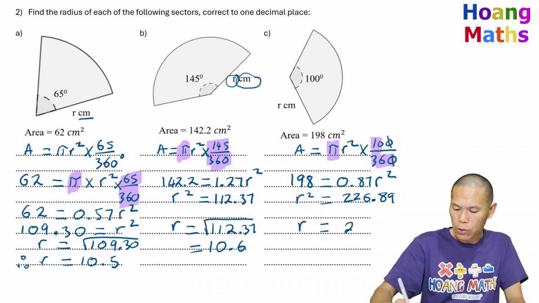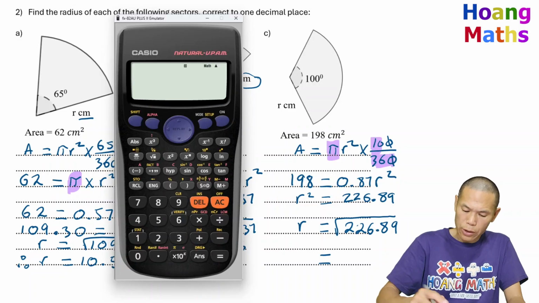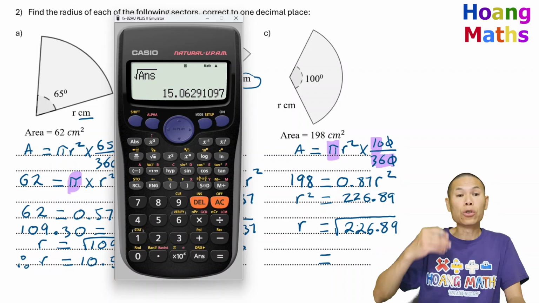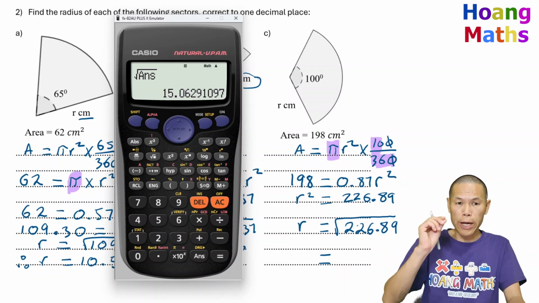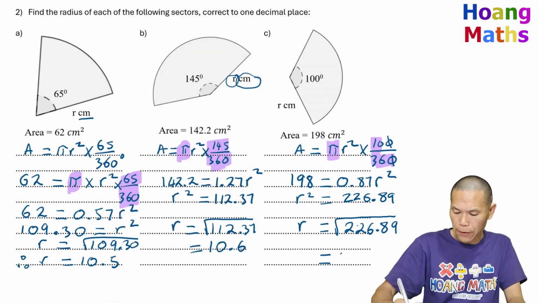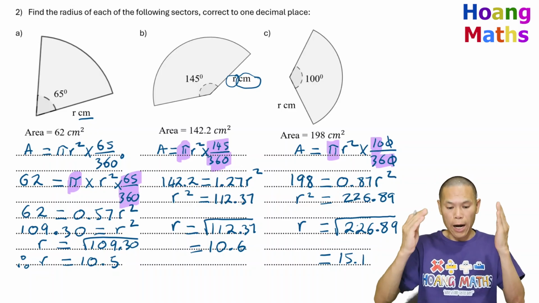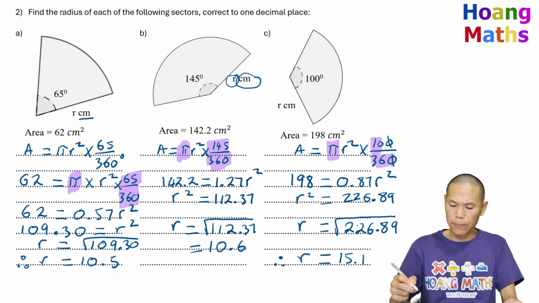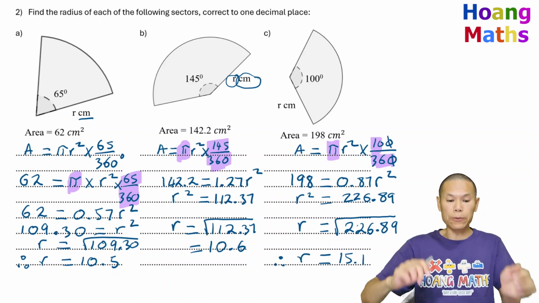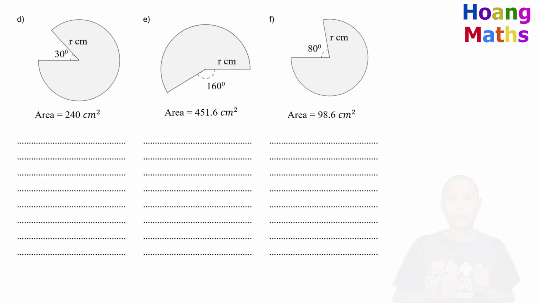So let me just write this down, 226.89 with square root of this. That will give me, so I just go square root the answer. So there you go, 15.06. So it becomes 15.1, correct to one decimal place. So 15.1, and that is the value of r. So we can write, if you wish, therefore r equal to this. So there you go. Please stop the video and try this one yourself.